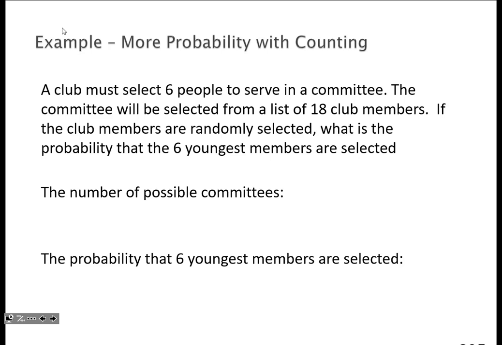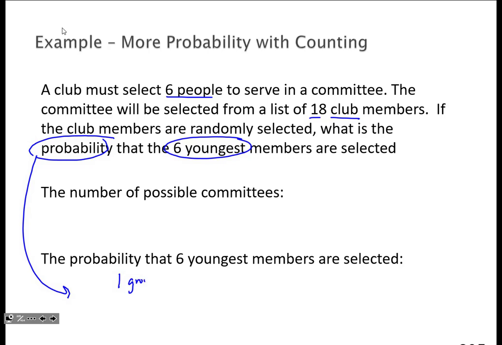A club must select 6 people to serve in a committee. The committee will be selected from a list of 18 club members. If the club members are randomly selected, what is the probability that the 6 youngest members are selected? Again, if you go down here to probability, you would need to know there's one group of the 6 youngest. Doesn't matter what order we pick them in, there's just one group of them. But how many possible groups are there?